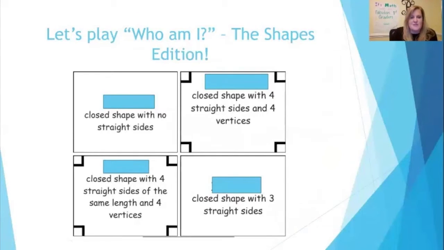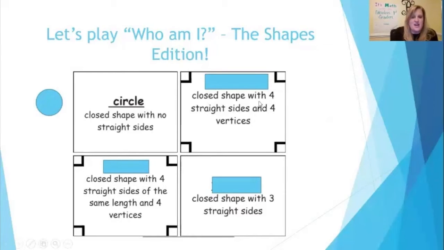Let's play a game called Who Am I? The Shapes Edition. I'm going to read you a clue, and I want you to guess what the shape is. I am thinking of a shape. Who am I? A closed shape with no straight sides. What shape do you think it is? Oh, what shape is that? You're right. It is a circle. Good job.